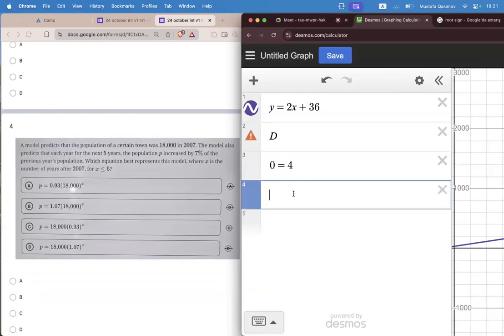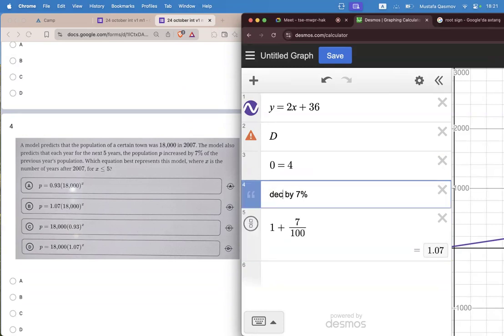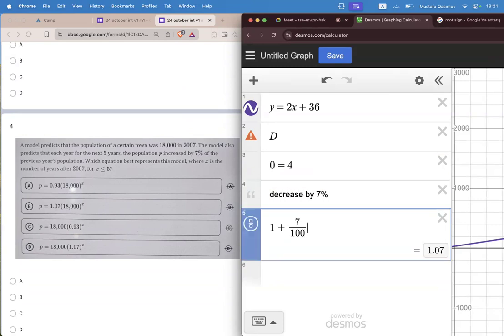4, because it is increased by 7%, I am writing here increase by 7%. It is 1 plus 7 over 100. So it is 1.07. But if it is decreased by 7%, it is like that. So it is 0.93. Okay, if it is decreased.